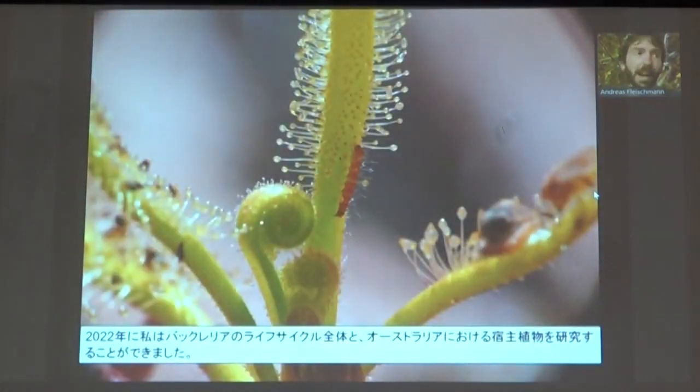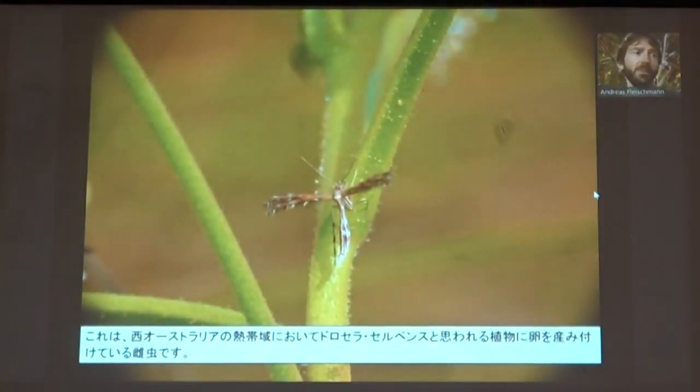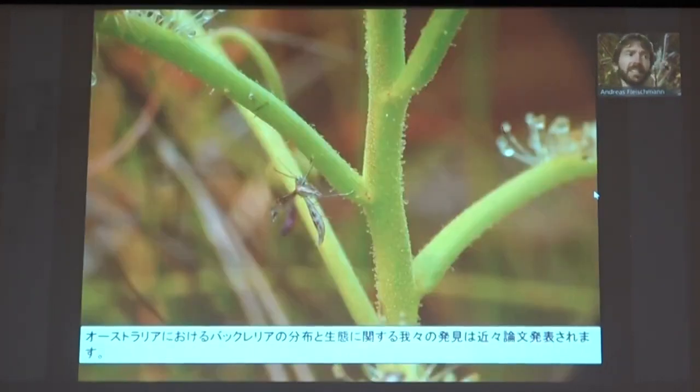And in the year 2020, I could study together with Thilo Krüger the whole life cycle of Buchleria and its host plants in Australia. You can see a female of this Buchleria species depositing its egg on Drosera serpens in northern Australia. Here you can see the egg. The development of Buchleria also has not been documented so far. Our findings on the distribution and biology of Buchleria in Australia are going to be published soon.